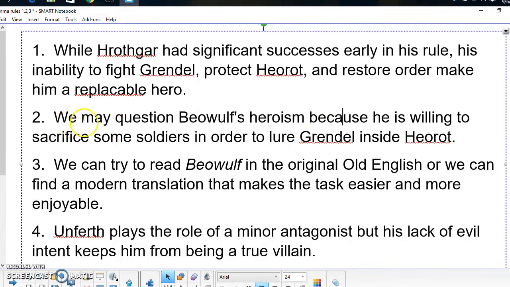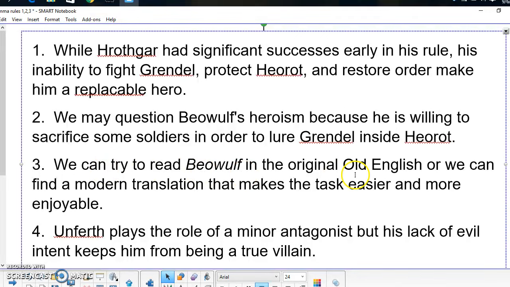So here's my subject. We may question Beowulf's heroism, and then here's the dependent clause. No comma goes in here because he is willing to sacrifice some soldiers in order to lure Grendel inside Heorot. There's no listing, there's no "and," "but," or "nor." I don't have to worry about compound sentences, and I don't have a dependent clause that starts the sentence, so no comma in this sentence.